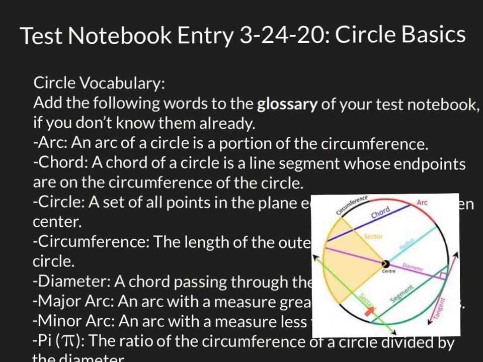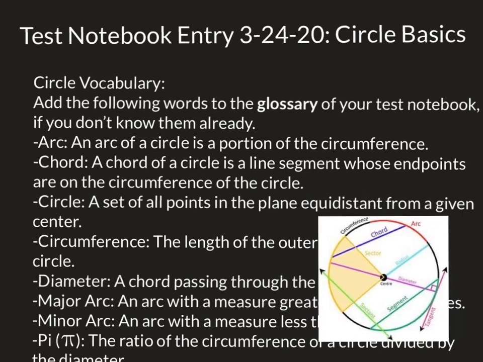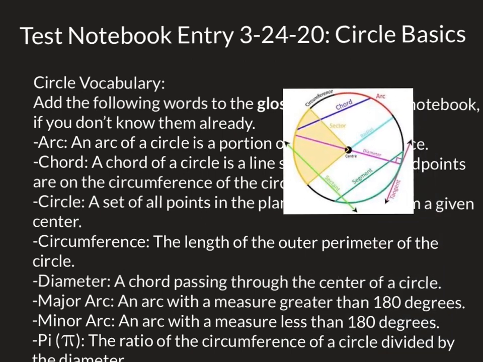A circle is this entire shape. It is the set of all points in the plane equidistant from a given center. So here's the center, and everywhere on the circle is the same distance from the center. The circumference is the length all the way around the circle. So the circle is the shape itself. The circumference is the distance around the circle. Slight difference between circle and circumference.